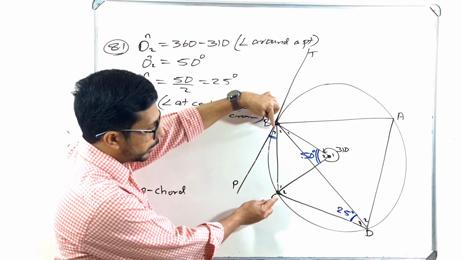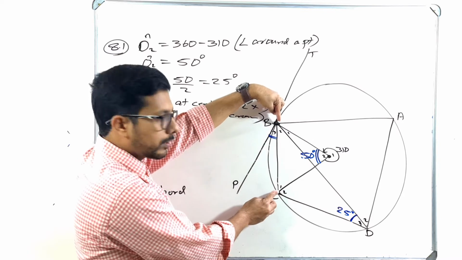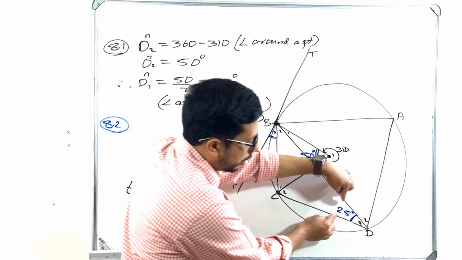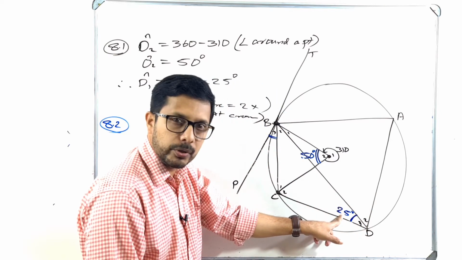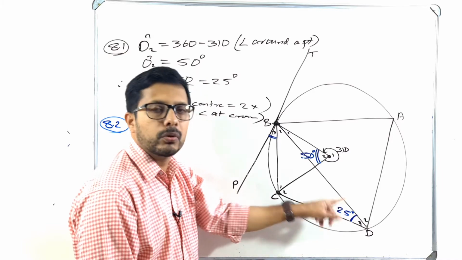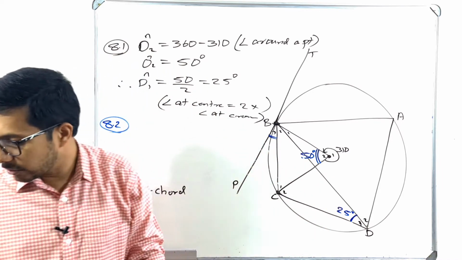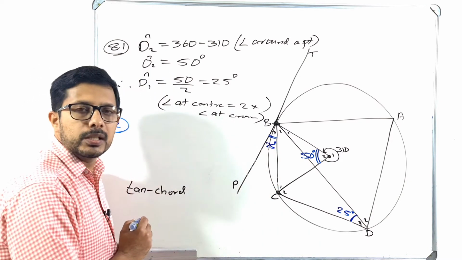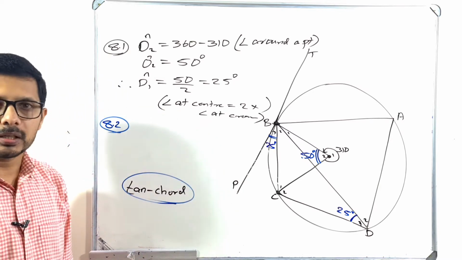Which one is the chord here? BC is the chord. And where the angle makes on the circumference, this BC is going here up to D1, and we already got D1 as 25. Am I right? Okay, so what is this B3? B3 is also 25. So B3 is also 25 degrees. What is the reason? Tan chord theorem. You must know the tan chord theorem.